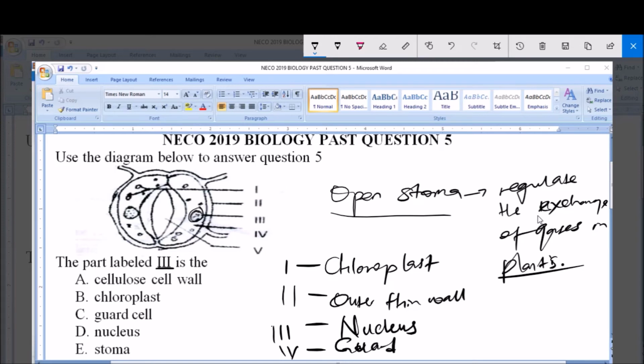These are the cells that regulate what? The opening and closing of the stomata. They are specialized cells. They regulate the opening and closing of the stomata. Then V is the stomata pore, and that is why we say it's an open stomata, because the pore is open.